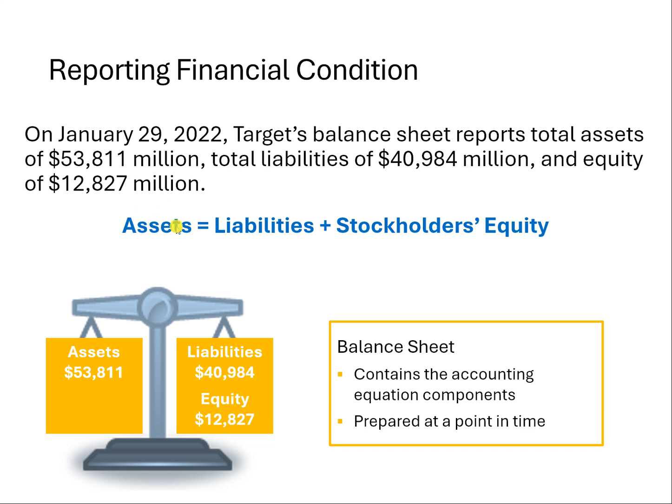Here we have the accounting equation we have seen from lecture 1. Assets equal liabilities plus stockholders' equity. In other words, investment equals the money we borrow plus the money invested by shareholders. It's always balanced.